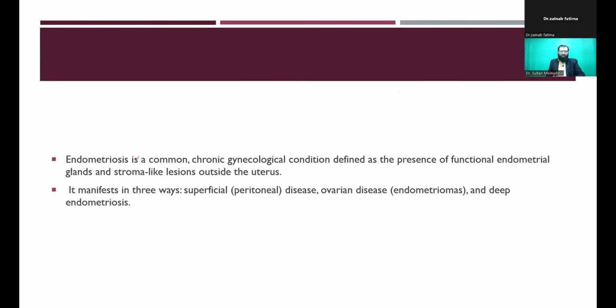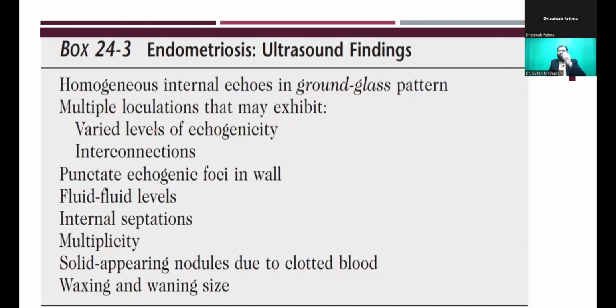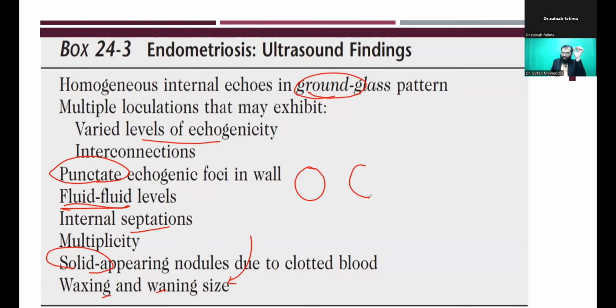So I won't go into much theoretical details, just the findings. So you have got ground glass appearance, multiple loculations, varied level of echogenicity, sometimes punctate echogenic foci in the wall, fluid level with septations, solid appearing nodules, waxing and waning sizes. So this is again very important. So in case of hemorrhagic cyst, you have seen that with time, the appearance would vary in hemorrhagic cyst, right? And the size would go on decreasing.